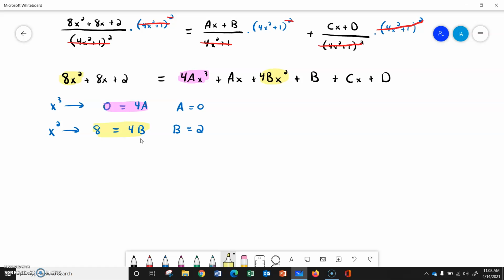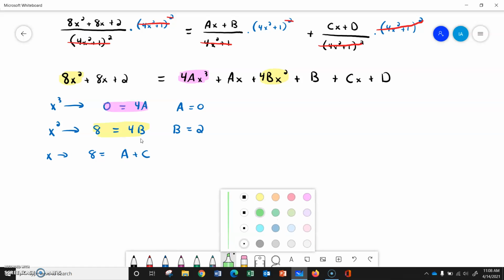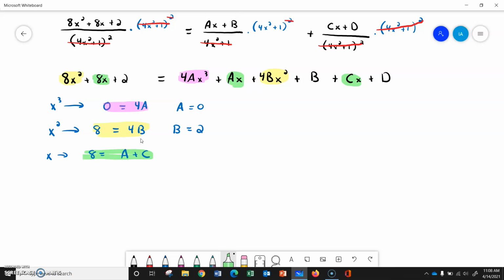There are all the terms you're looking at. Then let's go to just the singular x. So x, on the left there's 8 of them. On the right there is a plus c. Let's use a greenish color this time for no apparent reason. But you can see where things come from. We've already decided that a is 0, so that must mean that c is 8 if 8 equals a plus c. And then we have the constant.